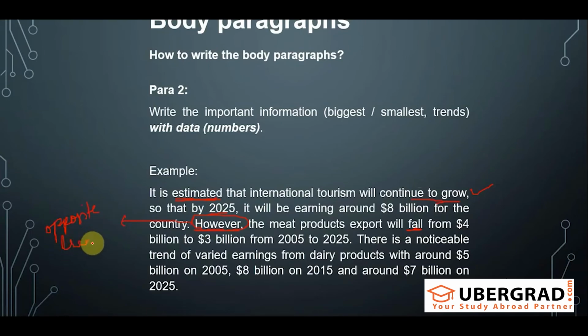So for opposite trend, they were talking about increasing, now they're talking about decreasing. So however, the meat products export will fall from $4 billion to $3 billion from 2005 to 2025. Will fall? No, might fall. Okay, there is a noticeable trend of varied earnings for dairy products with around $5 billion in 2005, $8 billion in 2015, and $7 billion in 2025.